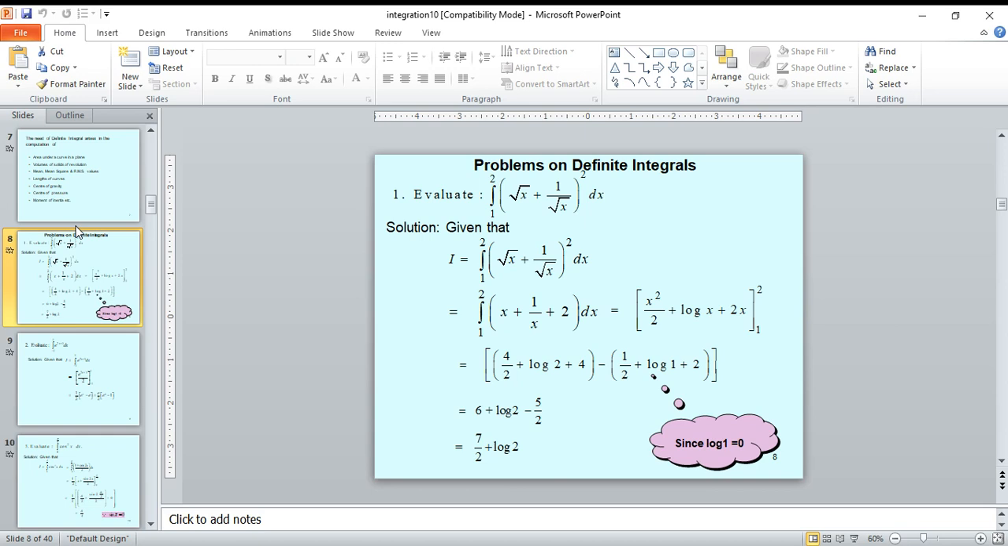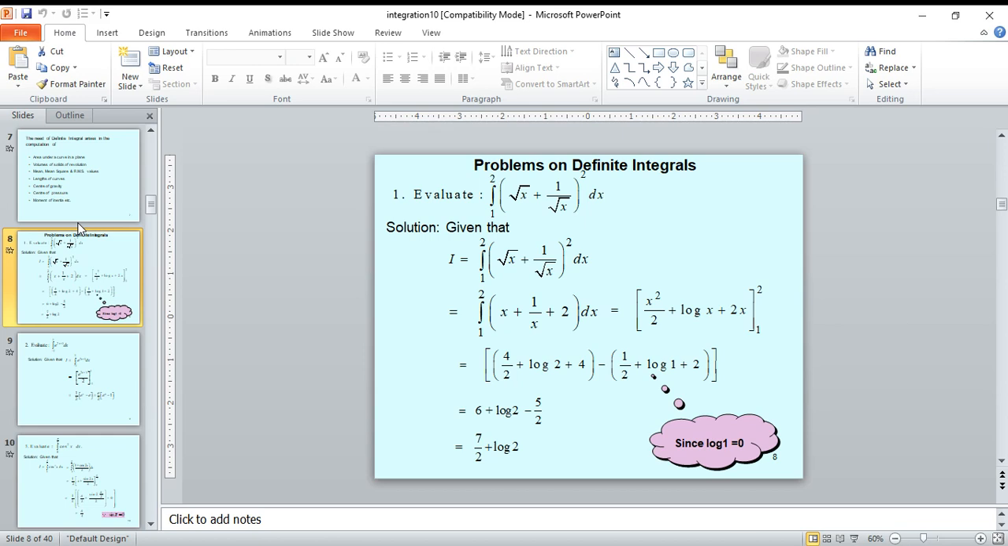And also minus F of a, capital F of a, which means apply the lower interval in the answer. Here the lower interval is 1, so apply 1 in place of x. So x square by 2 means 1 square by 2, and log x is log 1, plus 2 into x, which is 2 into 1. Now simplify this. 4 by 2 is 2.